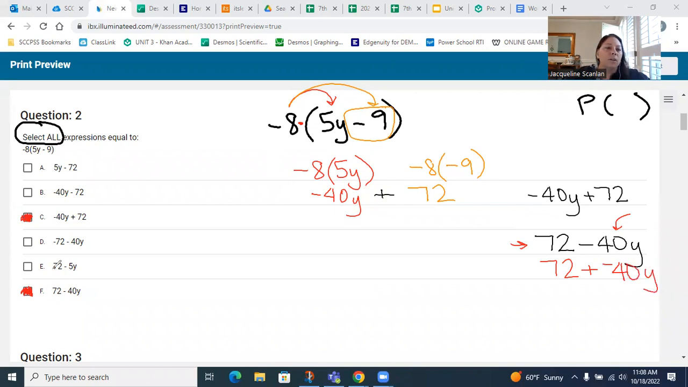All right, but that expression doesn't appear here. It's not one of these answer choices. So C and F are the only two that are correct.